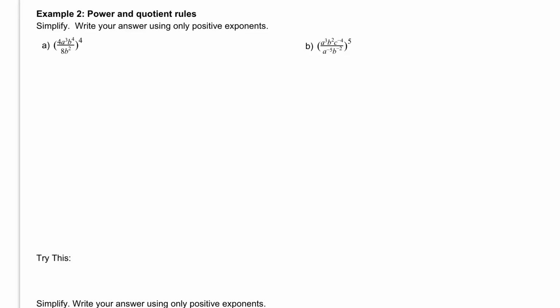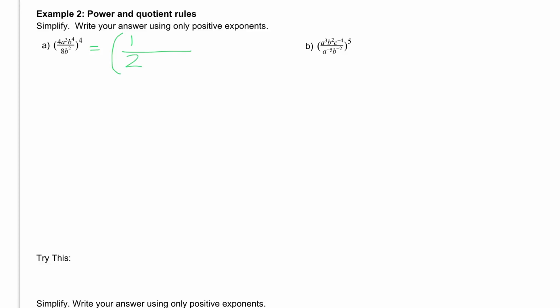In example 2, we're going to take a look at the power and quotient rules. If we take a look at letter A to simplify, the very first thing we're going to simplify is just our number bases. We have a 4 on the top and an 8 on the bottom. That fraction 4 over 8 can be reduced to 1/2. So to keep our numbers smaller, we're going to simplify those first, leaving everything else the same.